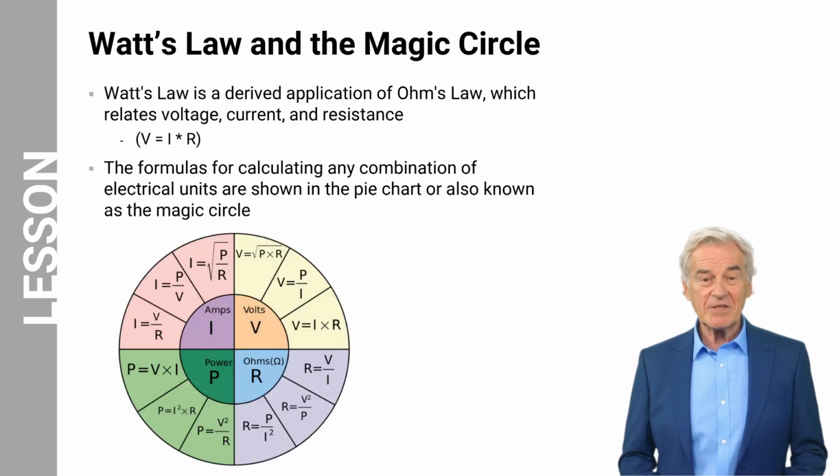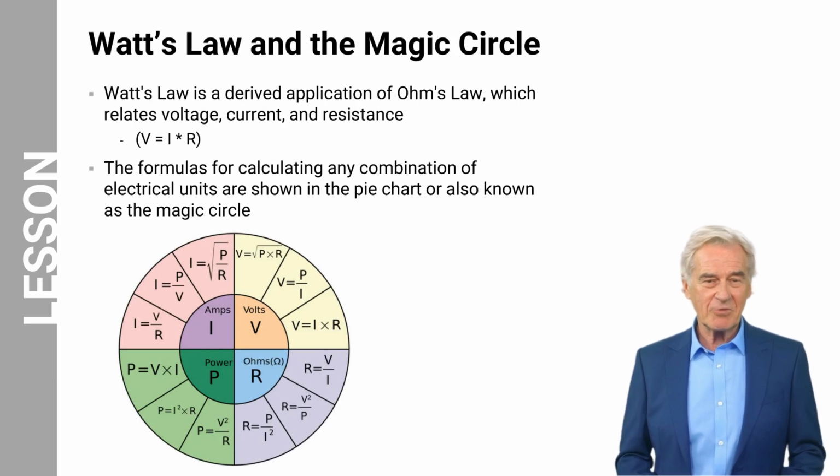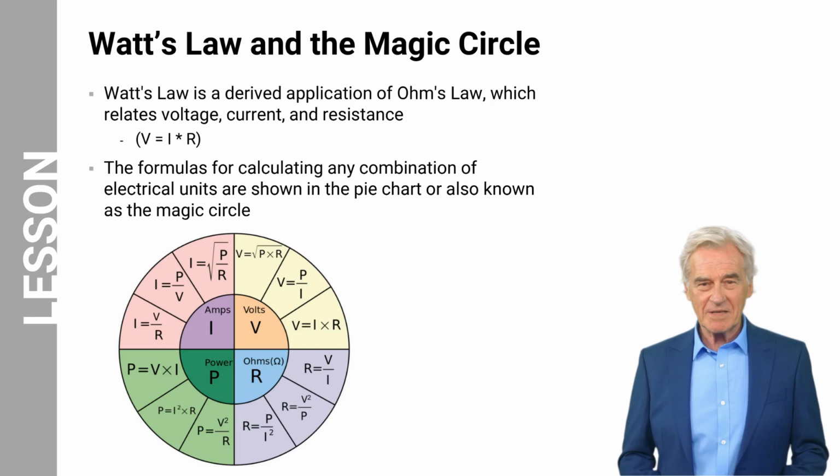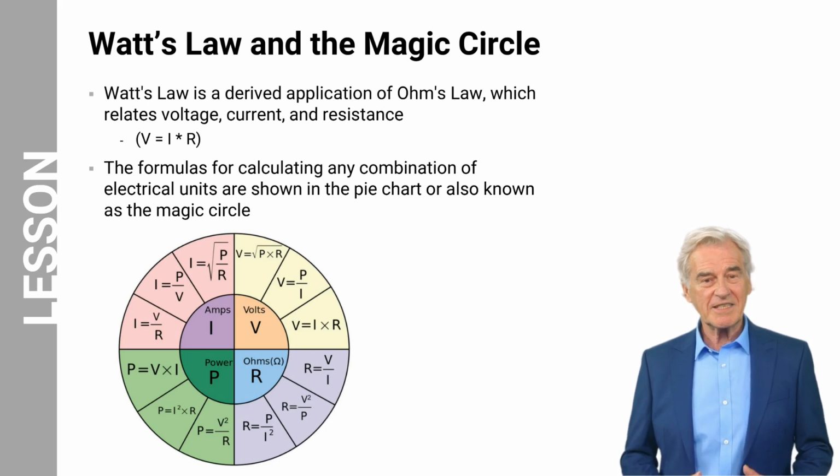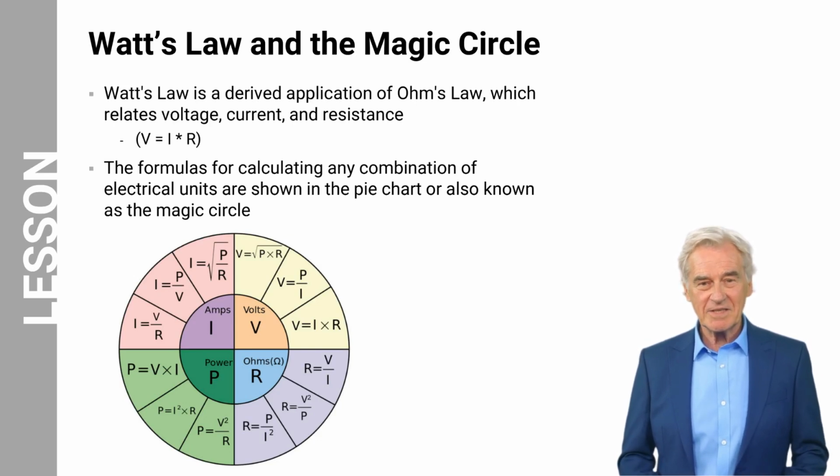Watt's law is essentially an extension of Ohm's law, which connects voltage V, current I, and resistance R in an electrical circuit. The formulas for calculating any combination of electrical units, including voltage, current, resistance, and power, are conveniently displayed in what's known as the magic circle, as showcased in the image. This circle serves as a reference tool for electrical calculations, making it easier to determine unknown quantities in circuits based on the given information.